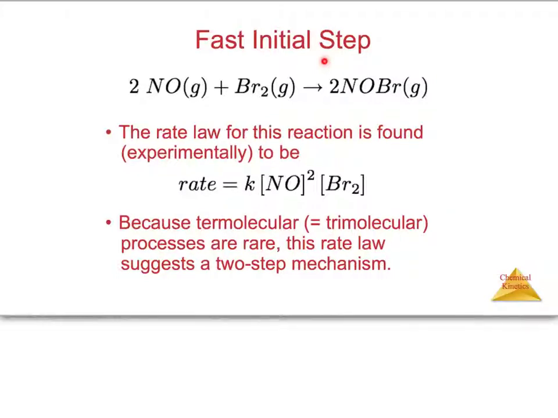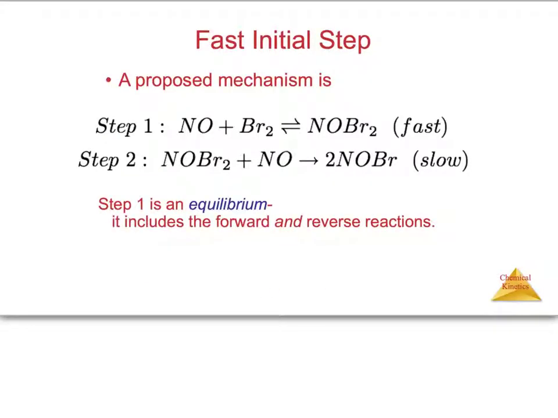Now since the overall order is 3, we just said termolecular is rare. So then again, this rate law suggests a 2-step mechanism. Okay, so here we have a proposed mechanism, and it involves 2 steps. Our first step is that nitrogen monoxide combines with bromine to give us NOBr2. And our second step is that NOBr2 plus nitrogen monoxide gives us 2 NOBr.